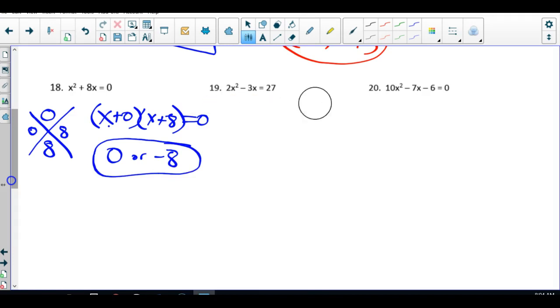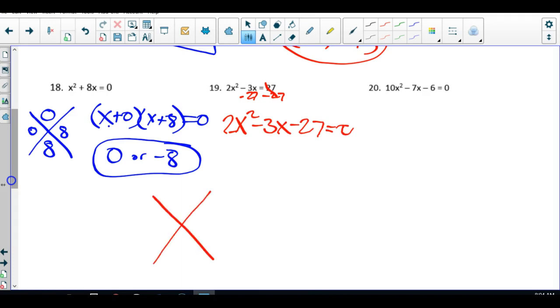Number 19, start out by making it equal 0, so minus 27 to both sides. 2x squared minus 3x minus 27 equals 0. This is a hard type, so multiply a times c up top, which is negative 54, negative 3 down bottom. Find numbers that multiply to be negative 54 and add to be negative 3: negative 9 and 6. So, make the factors wrong.